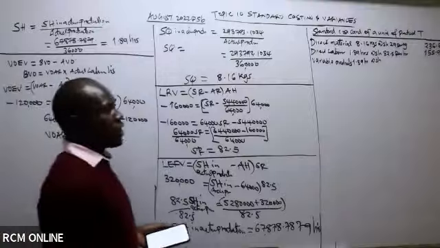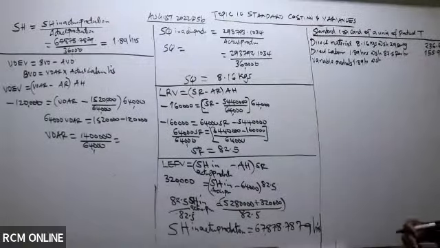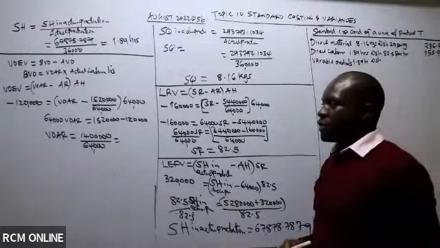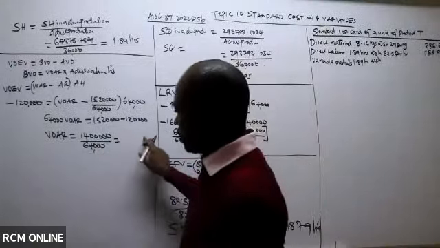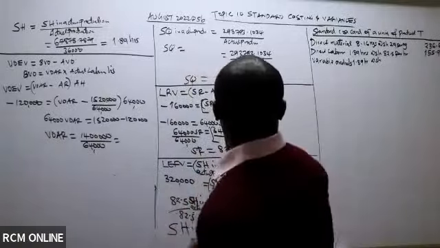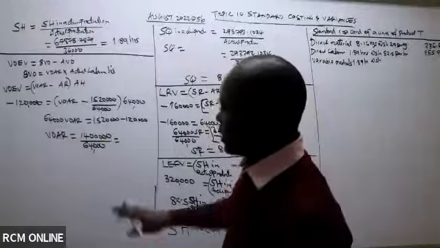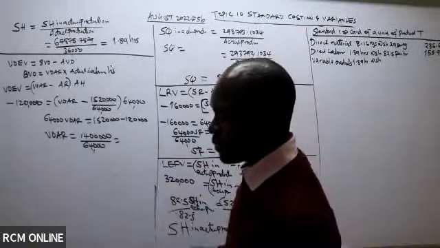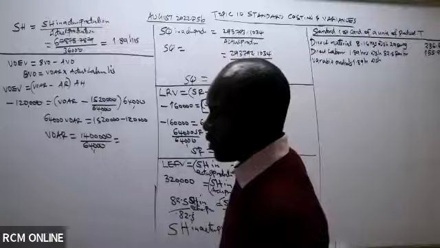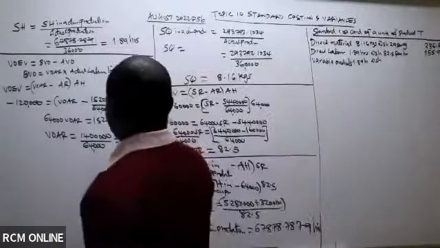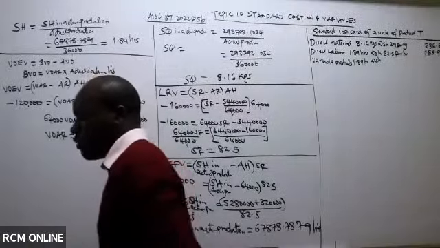Variable overhead absorption rate, it will give us this amount. When you check 1400 divided by 64,000, give me two decimal places. Or even, let's try 3. I think that 3 is the best one, 21.875. That is the variable overhead absorption rate.